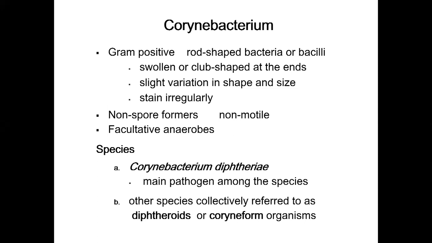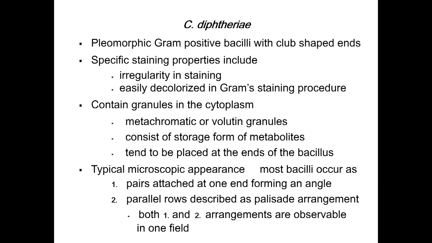So in that genus, there are many species. Among them, there's one significant species, which is associated with a severe human infection, and it is Corynebacterium diphtheriae. And it's the main pathogen among the species. Then there are many other species, they have their specific names. And from time to time, they might be implicated in some infection, but it's not common. And they are lumped together just to separate them from Corynebacterium diphtheriae. They are referred to as diphtheroids or coryneiform organisms. So we'll elaborate on Corynebacterium diphtheriae because it's the main pathogenic species, and it illustrates most of the characteristics shown by the members of that genus.